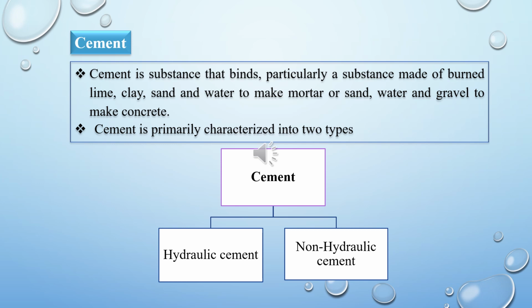So students, in this lecture till now we have discussed cement is a substance that binds the substances which are made of burned lime, clay and sand, and water to make mortar or sand, water and gravel to make concrete. This is the definition of cement. Then we have discussed there are two types of cement. First one is hydraulic cement and then non-hydraulic cement. Hydraulic cement is that cement which is hardened in the presence of water, and then there is non-hydraulic cement, the cement which does not harden in the presence of water.